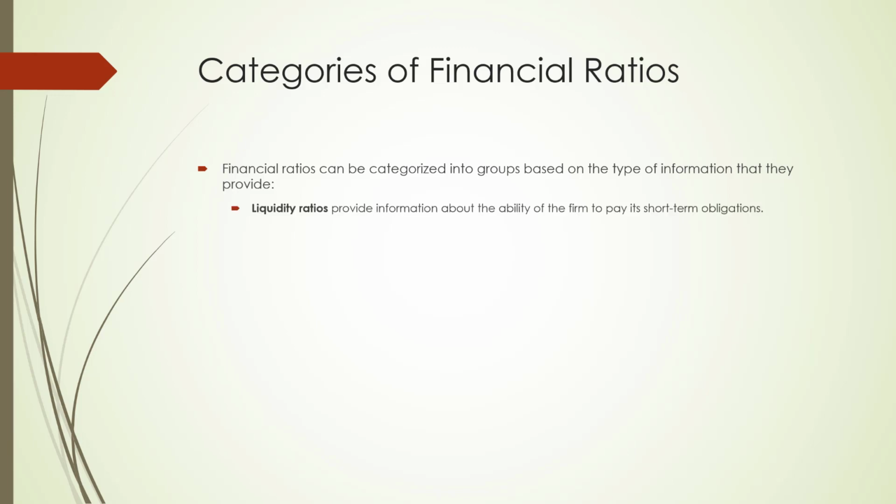But the categories are liquidity ratios. These measure the ability of the firm to pay its short-term obligations. So liquidity refers to how quickly and easily an asset can be converted into cash. So for example, accounts receivable can generally be converted into cash very easily. So you either collect on them or you can sell your accounts receivable to a firm known as a factor and convert them into cash in very short order and by not giving up very much of the value.